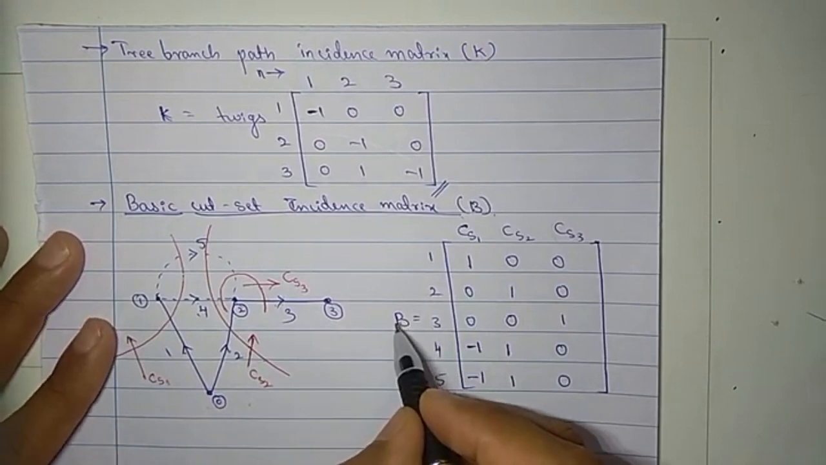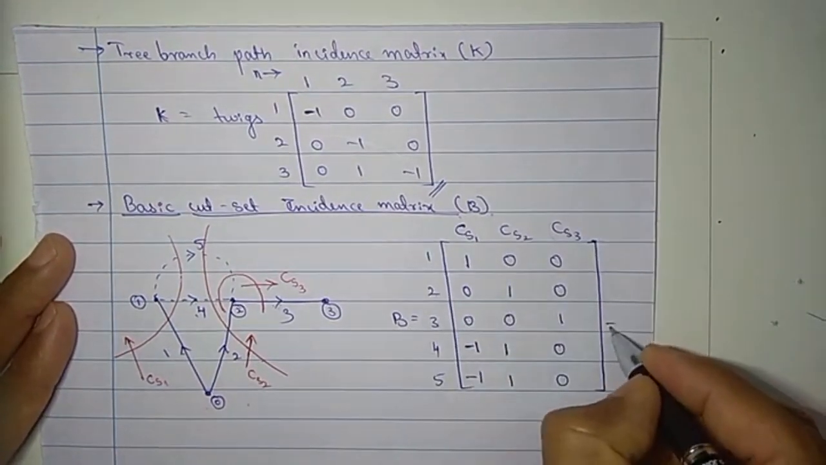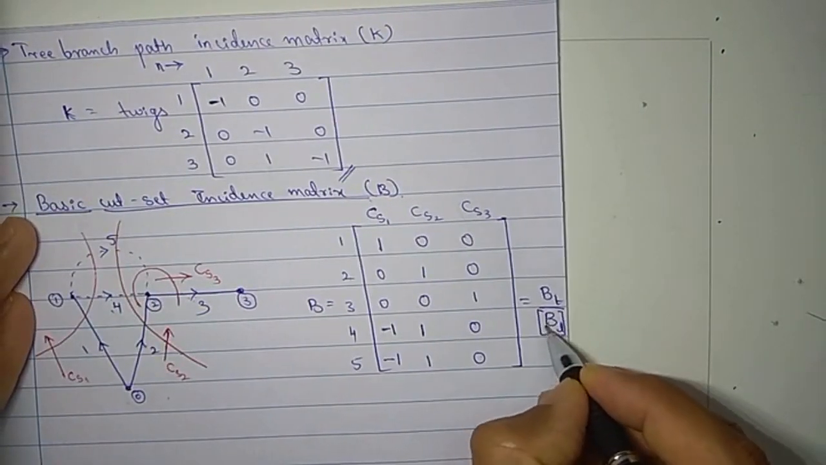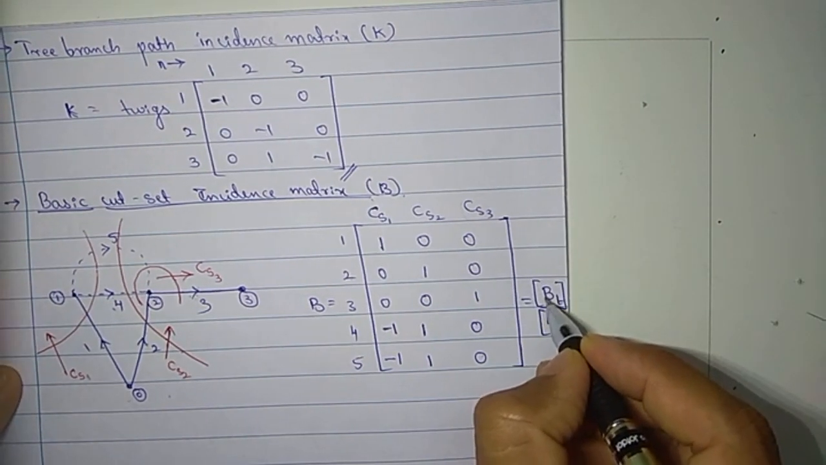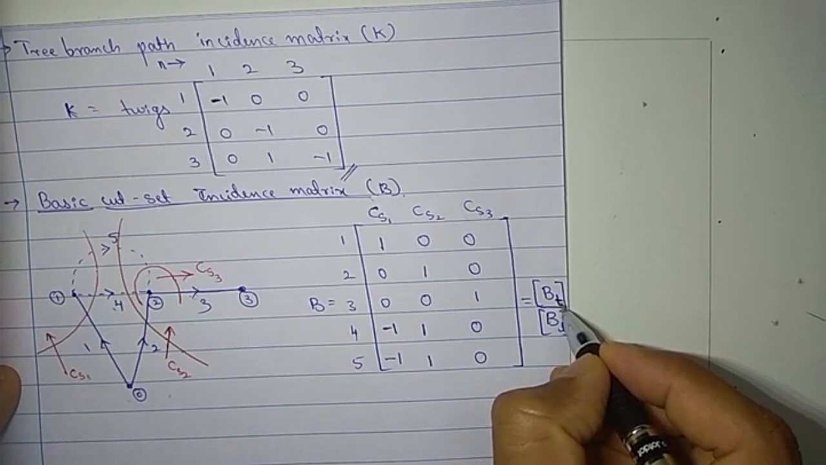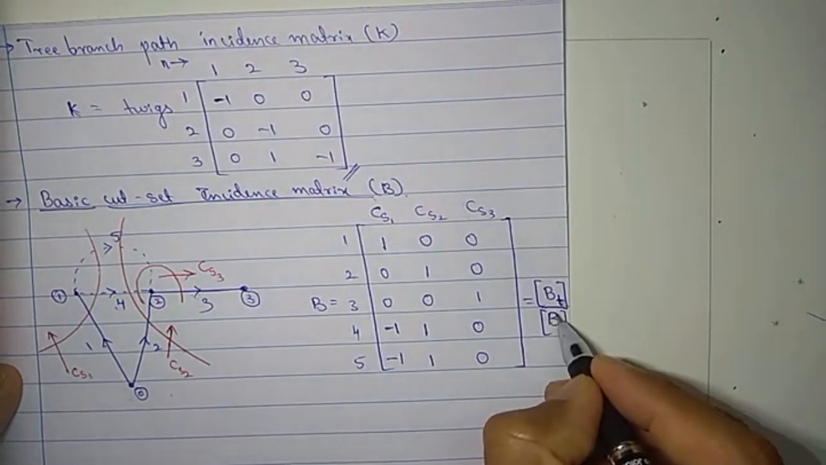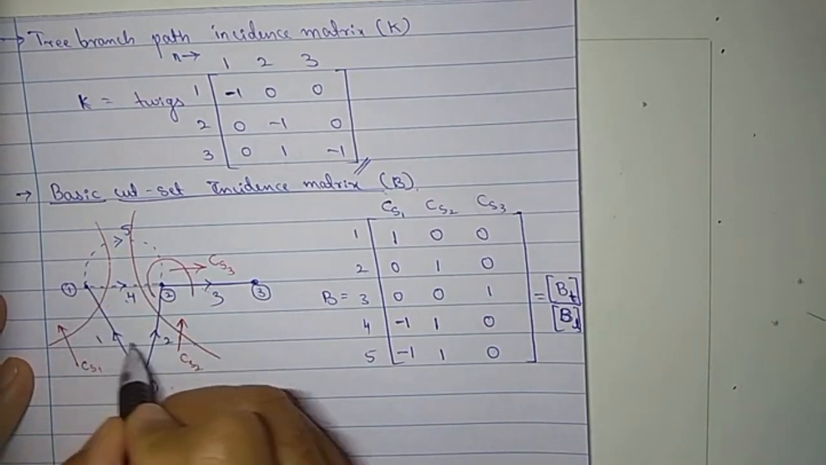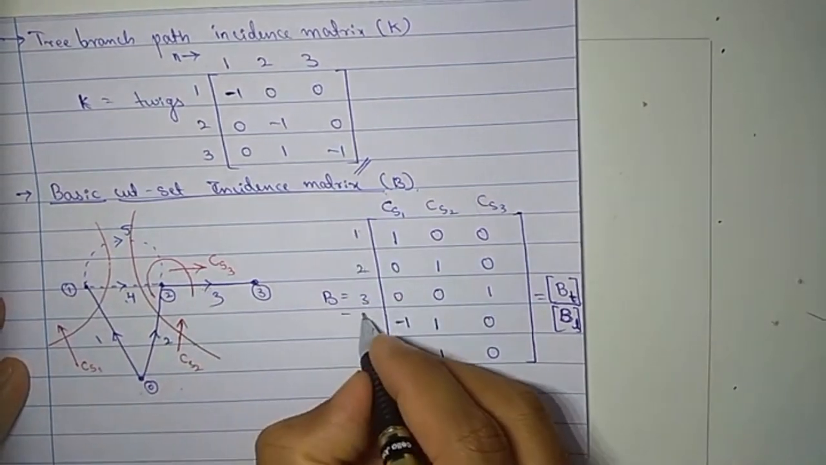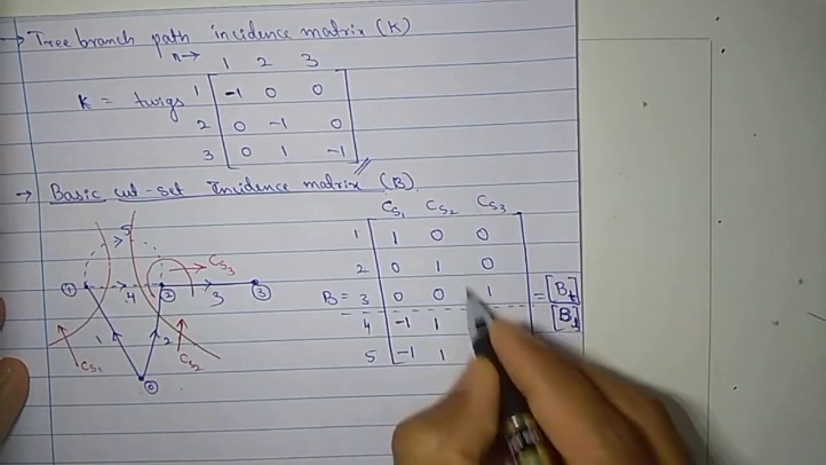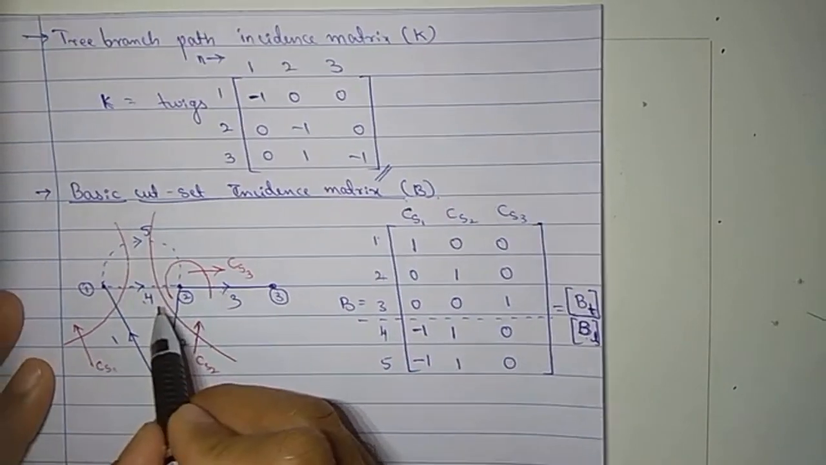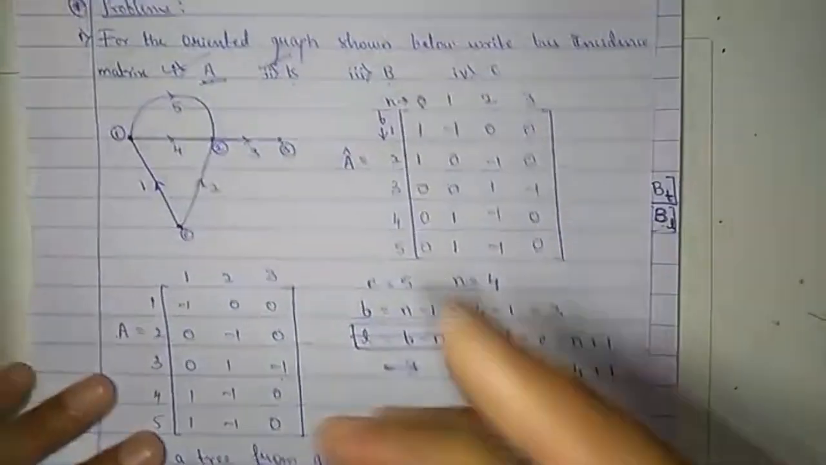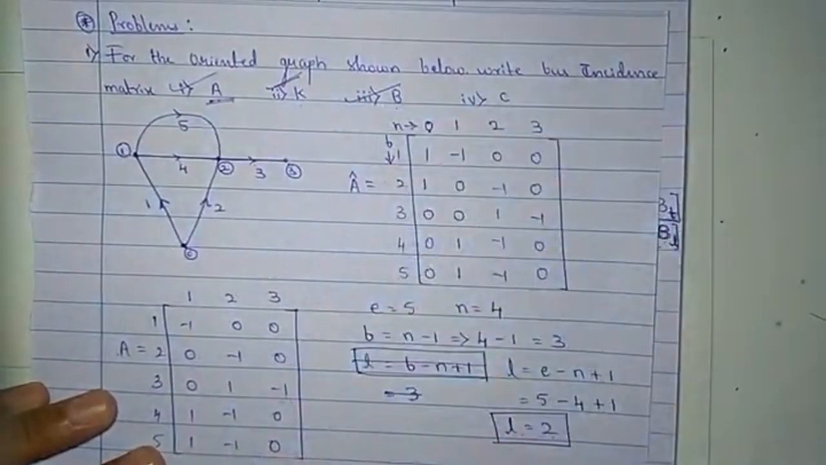Similarly, I should split this basic cut set incidence matrix into 2 components: BT and BL. BT refers to the basic cut set matrix with a size of T, that means the number of twigs, and BL is the basic cut set matrix with a size of L. Looking at this figure, how many twigs are there? 1, 2, 3. So 1, 2, 3 are the twigs. I will be splitting this matrix into two components, and 4 and 5 are the links. So here you can see 4 and 5 both are the links. So we have written the matrix for the basic cut set incidence matrix.